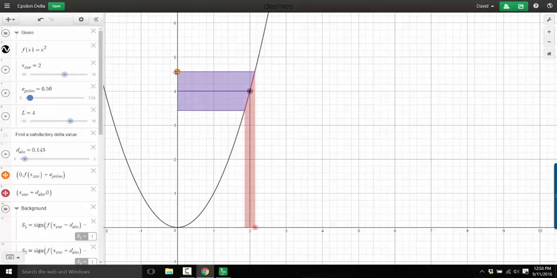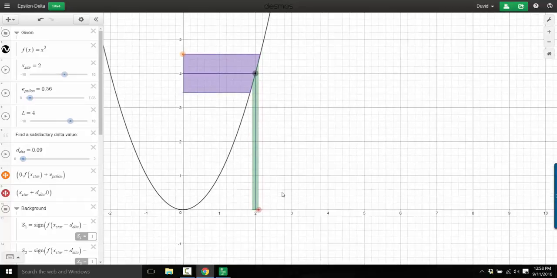I know that as my epsilon gets smaller, my delta is also going to have to get smaller. So if we could describe that relationship with an equation, if we could say what is delta in terms of epsilon, that might be a good way to guarantee that we can always find a delta that will work.